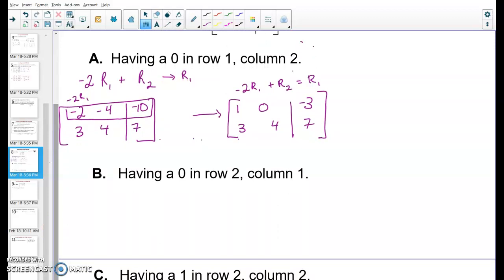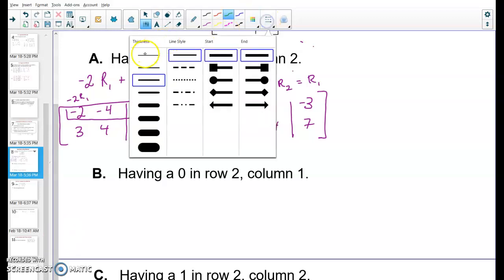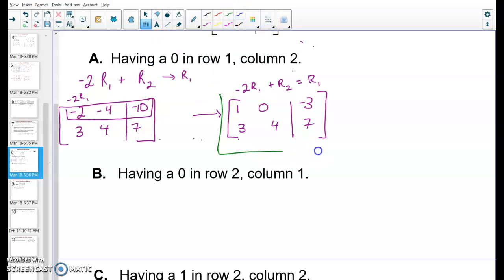option B here then, having a 0 in row 2. Okay, so I'm going to use this, let's choose a different color. We're going to use this matrix. I now want a 0 in row 2. Okay, so I'm going to get this 3 to become a 0. So in order to get that to be a 0, I need to have a -3 times row 1. I'm going to add that to row 2.